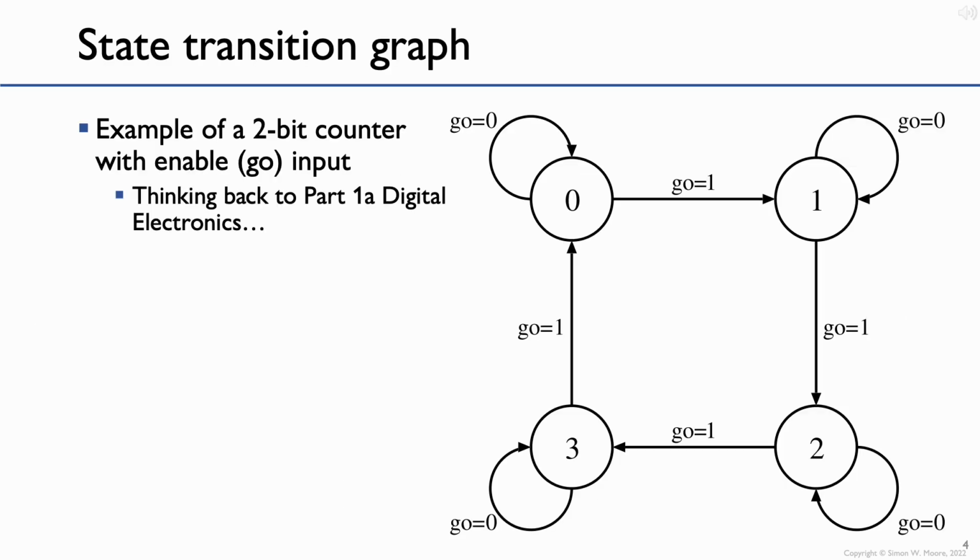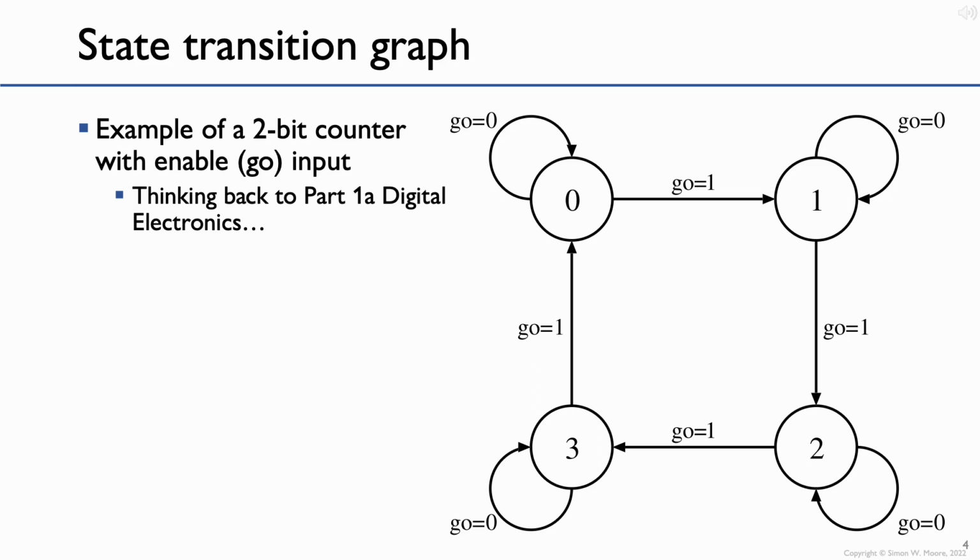Let's remind ourselves how we designed state machines in 1A digital electronics, and how we can use modern techniques to actually make the design process a lot faster. So here's a simple example of a 2-bit counter. We've got the state transition diagram there, and every time the go input is 1, we advance to the next state, and when the go input is 0, we remain in the same state.